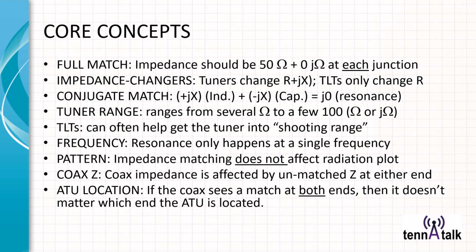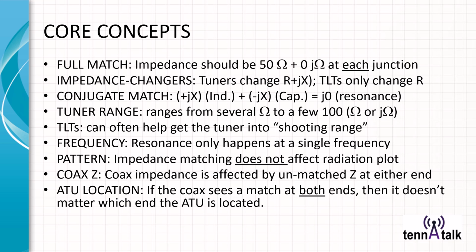A conjugate match: if you have a net positive jX, a net inductive system, you have to add the equivalent amount of negative jX, negative reactance, usually using some kind of capacitance in a system to get a balance of jX of 0, because they add. A tuner range from several ohms to a few hundred ohms is pretty typical for many tuners. Transmission line transformers can also help get the tuner into shooting range.